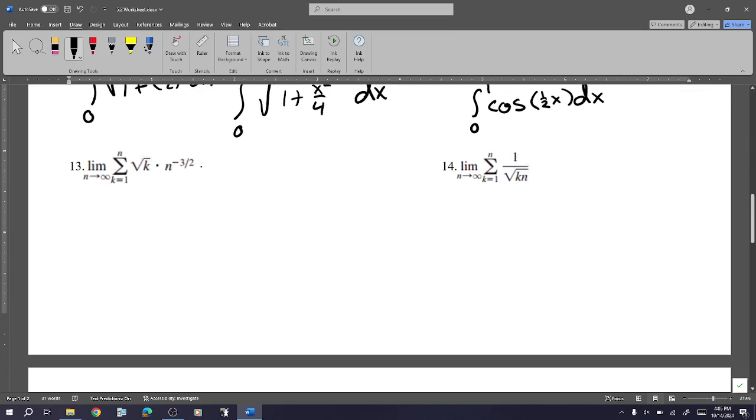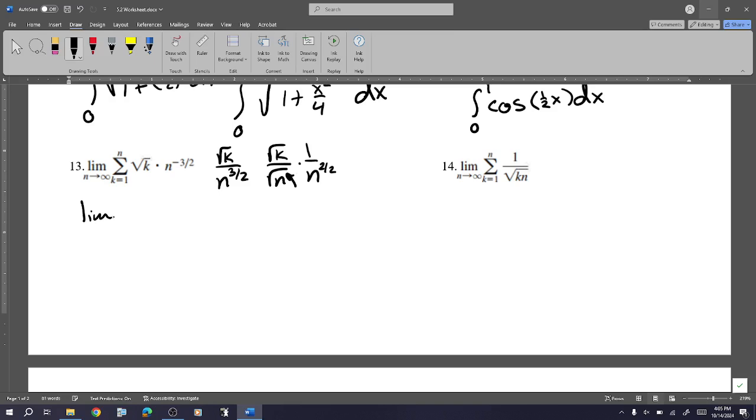I need to manipulate this to have it say times 1 over n. This is square root of k over n to the 3/2. And I'm going to borrow 1 from this, I'm going to borrow two halves from 3/2. So I could write this as square root of k over square root of n times 1 over n. So there's the borrowing of the 2 halves and leaving the 1/2.